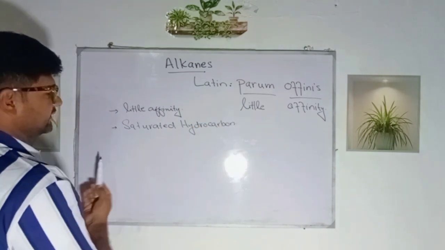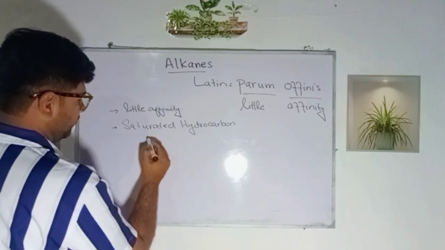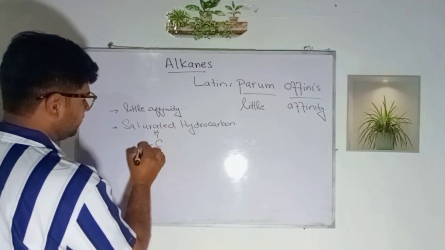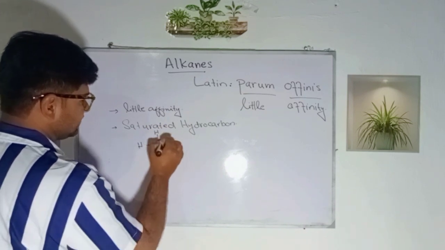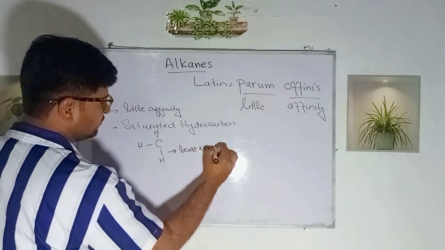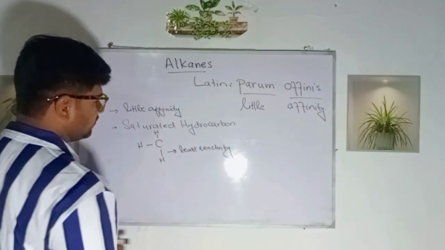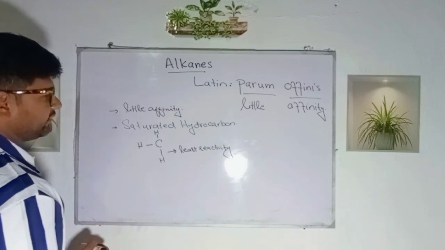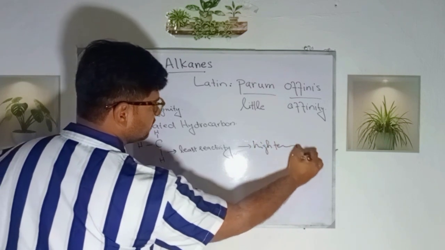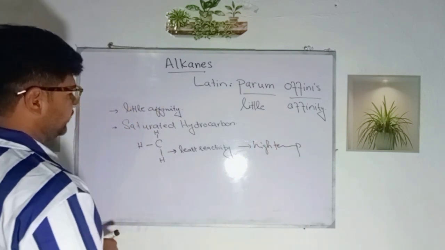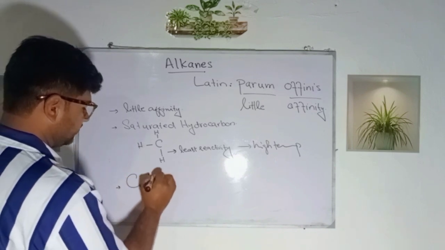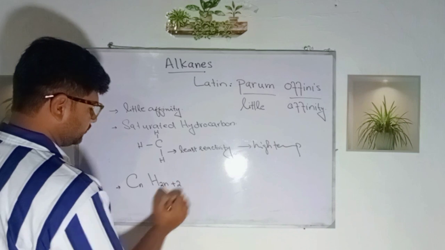And why they are called as saturated hydrocarbons? Because their carbon atom is saturated with hydrogen atom, and this carbon to hydrogen bond has least reactivity. So we will see in reactivity of alkanes that they usually need high temperature and harsh conditions to react further. Their general formula is CnH2n+2.